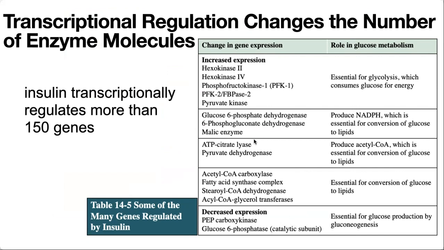So insulin is then able to turn off the things that you need for gluconeogenesis and turn on things that you need for glycolysis. And then we have other hormones, other transcriptional regulators that can stimulate making things for gluconeogenesis. So there's all sorts of transcriptional regulation that goes on there.